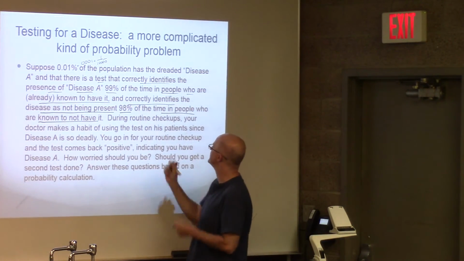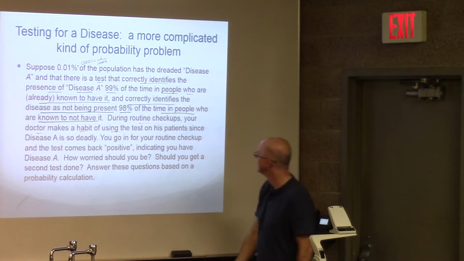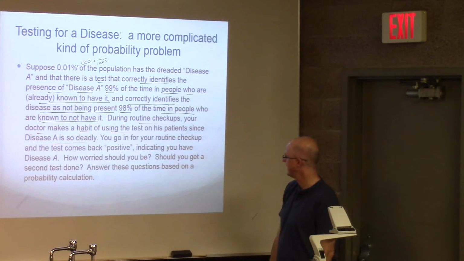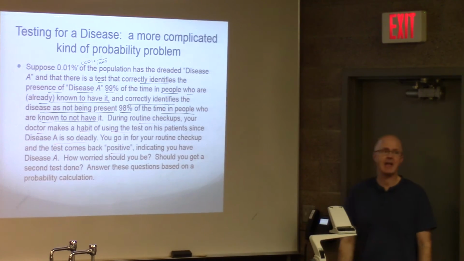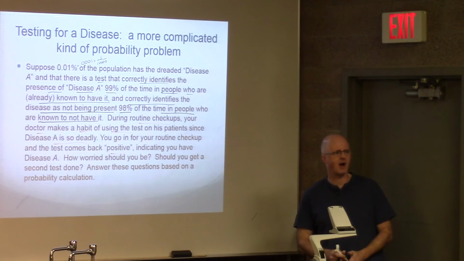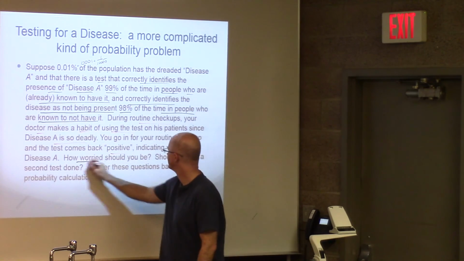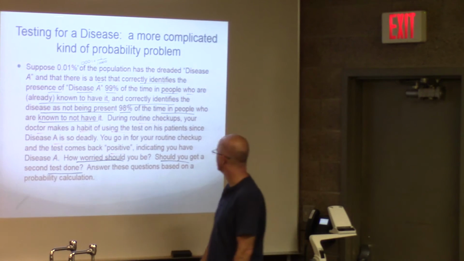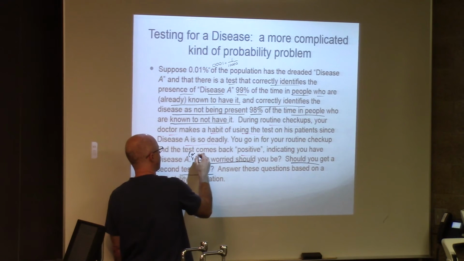Now imagine you go to a routine checkup with your doctor, and your doctor makes a habit of using this new, cheaper test on his patients since disease A is so deadly, even though it's rare. You go in for your routine checkup, and the test comes back positive. Bad. That's bad, actually. Indicating you have disease A. Or not. Could it be wrong? How worried should you be? Should you get a second test done? Answer these questions based on a probability calculation. I probably should have said, or not if it's mistaken.